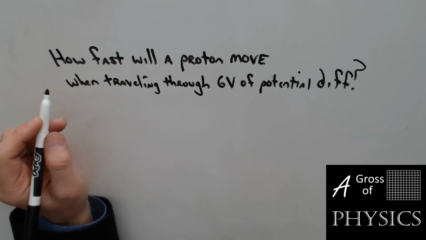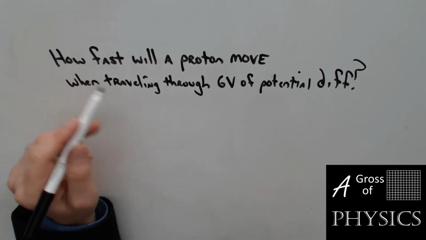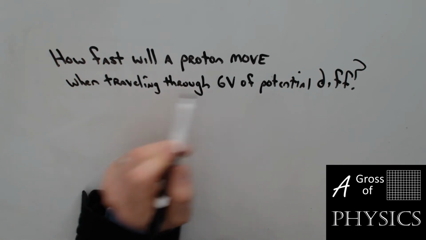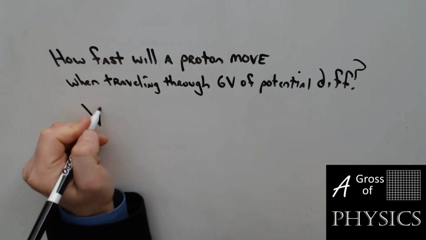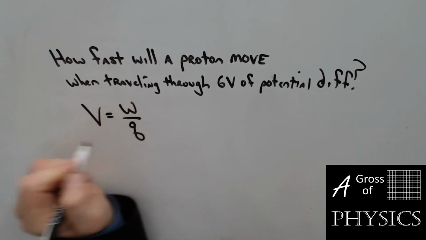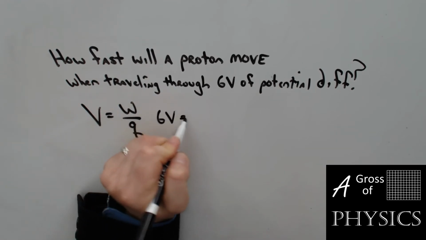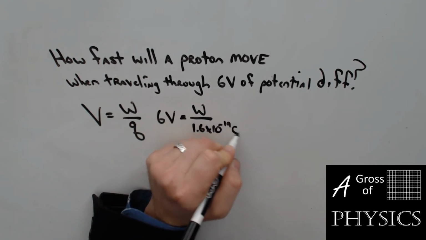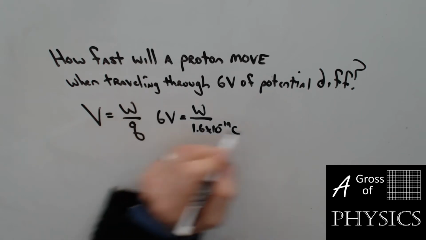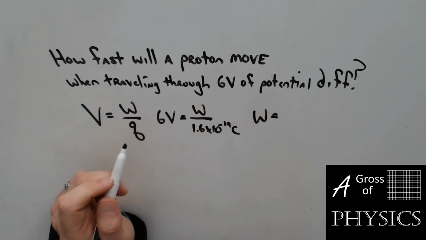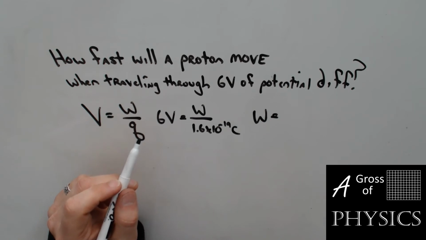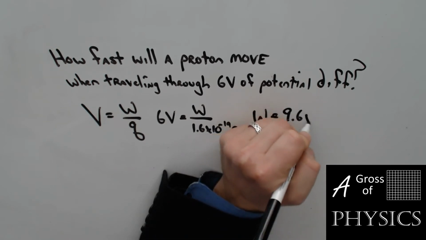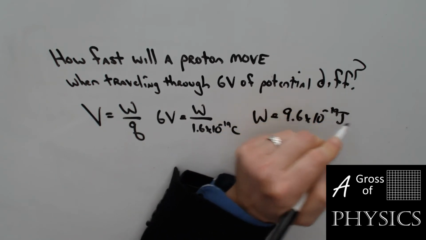All right, a typical practice problem dealing with potential difference involves the speed of subatomic particles. If we're moving a proton through 6 volts of potential, how fast does it move? We need to start with our V equals W over Q equation. The V is 6 volts. The W is our unknown, and the Q for a proton is 1.6 times 10 to the negative 19 coulombs. Cross multiply, we can find the work. 1.6 e negative 19 times 6, and you get the work to be 9.6 times 10 to the negative 19 joules.